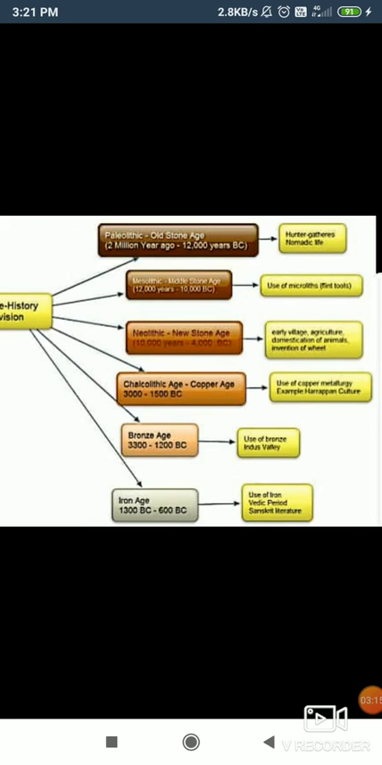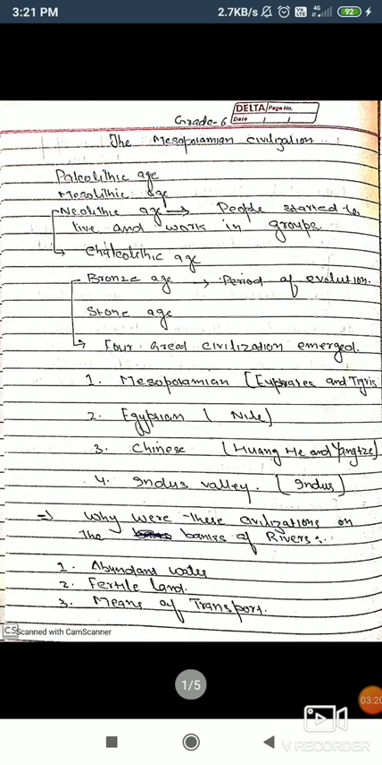Then there comes the Bronze Age and similarly the Iron Age. Let's get back to our topic. So, you can say Mesopotamian civilization started in the Chalcolithic Age because the Bronze Age is the period of civilization. People started making tools and weapons and they started to live in villages now. Before this, they were just hunters and gatherers.